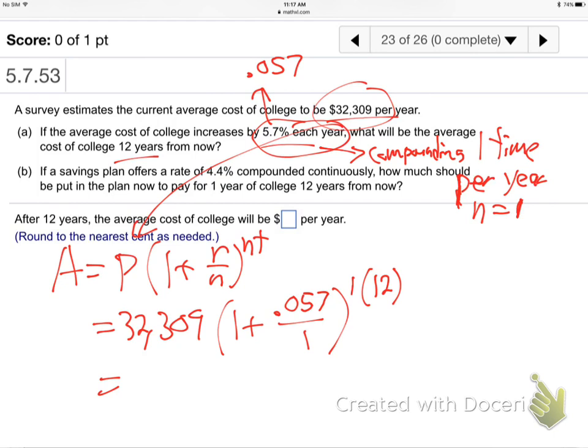32,309. So let's see, 1 plus 0.057 to the 12th. I'm getting an outrageous number, 62,838.15. That's a tough student loan. That's the average cost per year of college in 12 years if inflation continues at 5.7%.